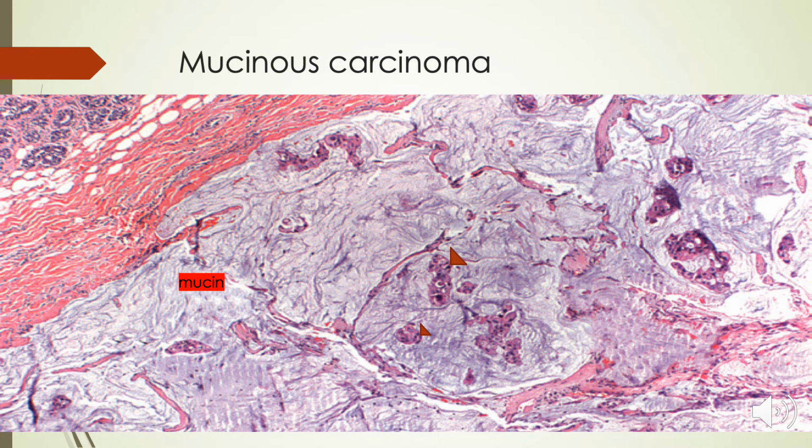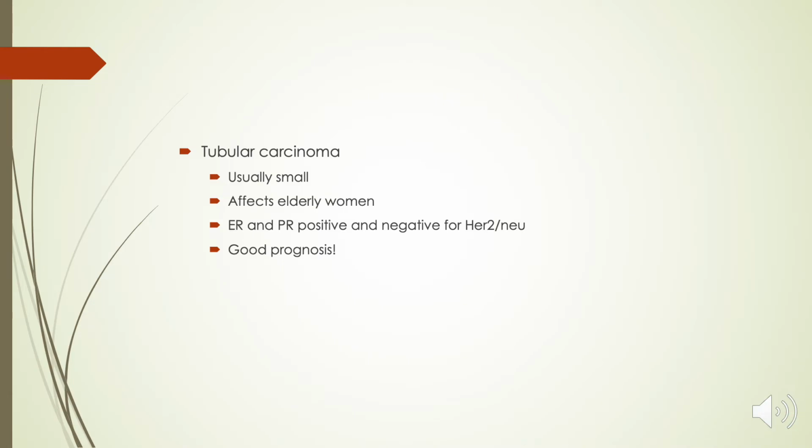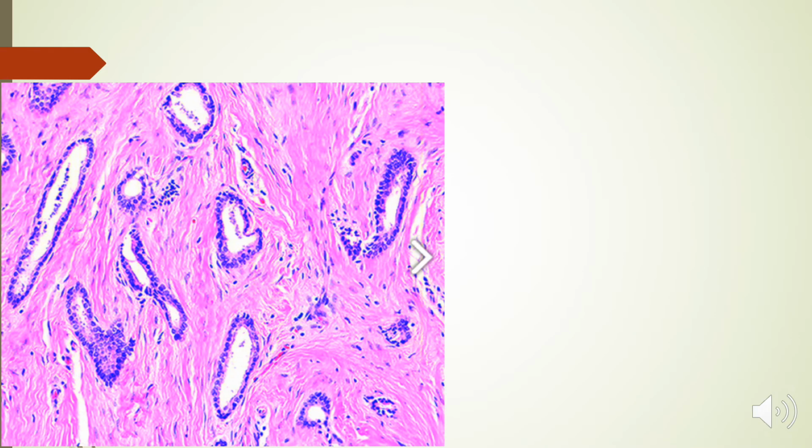Tubular carcinoma classically affects elderly women. They're typically small, and usually they're ER, PR positive and negative for HER2, and they carry very good prognosis. In this histologic image, we can see tubular carcinoma. It's composed of variably sized glands, comma-shaped, irregular shaped, surrounded by fibrosis.